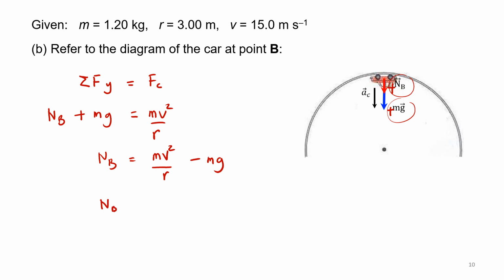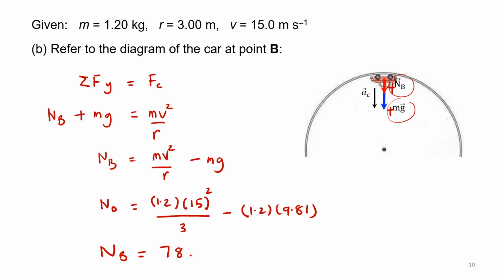So now we will substitute all the values of m, v, r, and g. The mass is 1.2 times the velocity 15 squared, divided by the radius r which is 3, minus 1.2 times 9.81. So the answer of the reaction force at point B is 78.2 Newton.